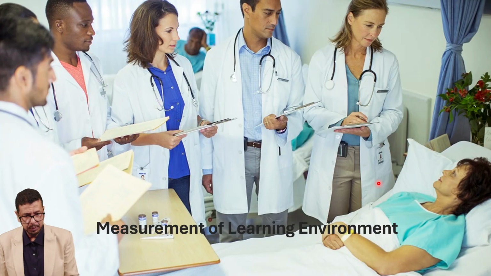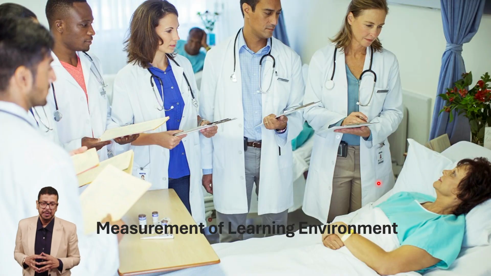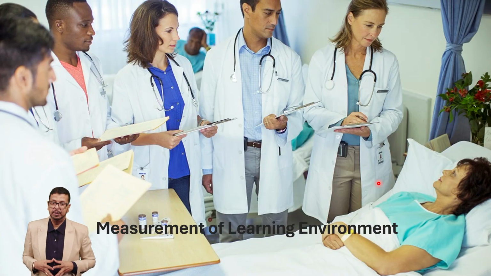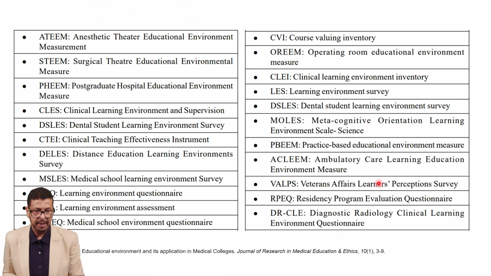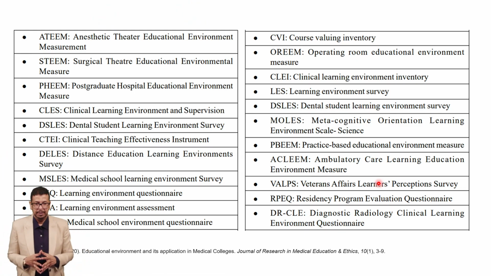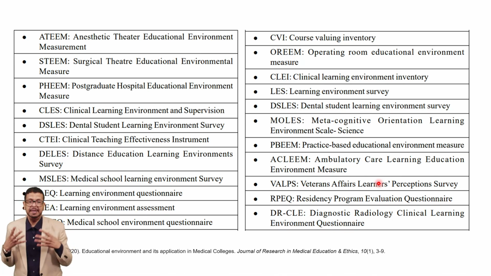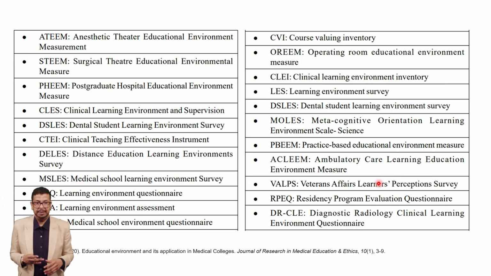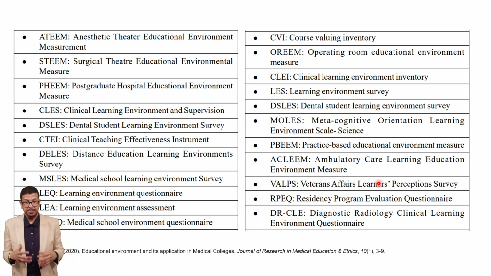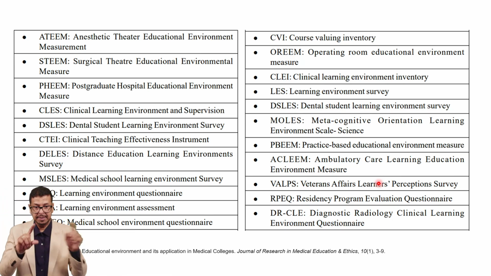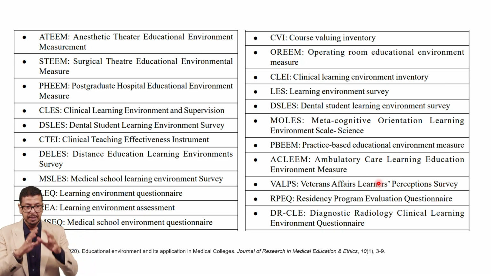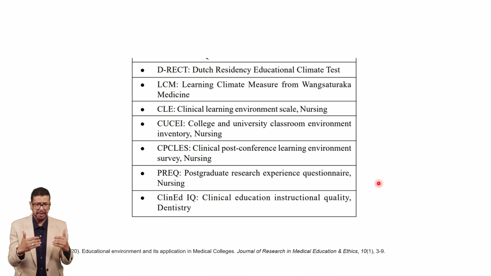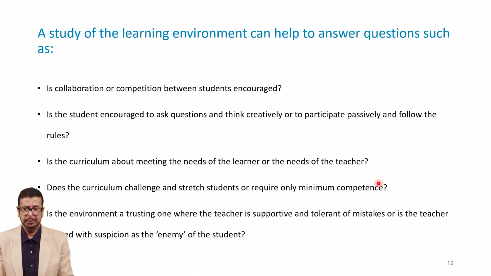So for this reason, we'll find many inventories have now been developed and evolved in order to measure the learning environment. And you will find here a list of inventories. You will find DREEM, PHEEM, Johns Hopkins environment, and many scales, even for different places. For example, ATEEM for anesthesia, STEEM for surgical, and so on. So you can take a screenshot of these slides to see how many inventories. Also here, many other inventories that you can see.